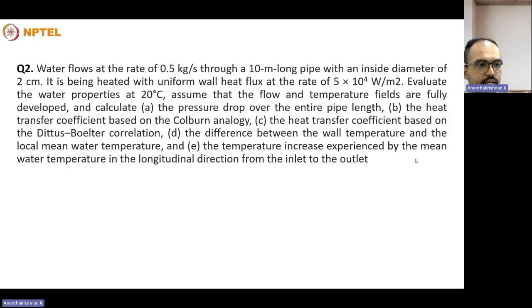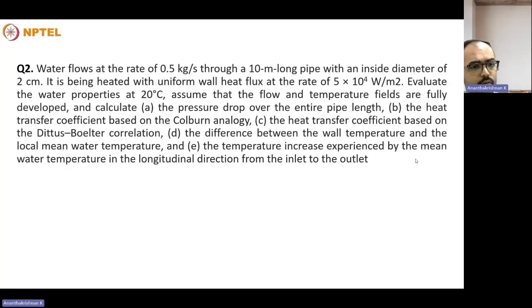Evaluate the properties at 20 degrees Celsius. Assume that the flow and the temperature fields are fully developed and calculate first the pressure drop over the entire pipeline. B, the heat transfer coefficient based on Colburn analogy; the heat transfer coefficient based on the Dittus-Boelter correlation; the difference between the wall temperature and the local mean water temperature; and finally the temperature increase experienced by the mean water temperature in the longitudinal direction from the inlet to the outlet.